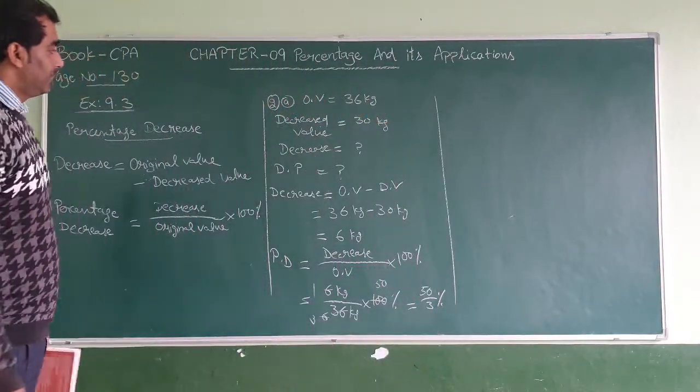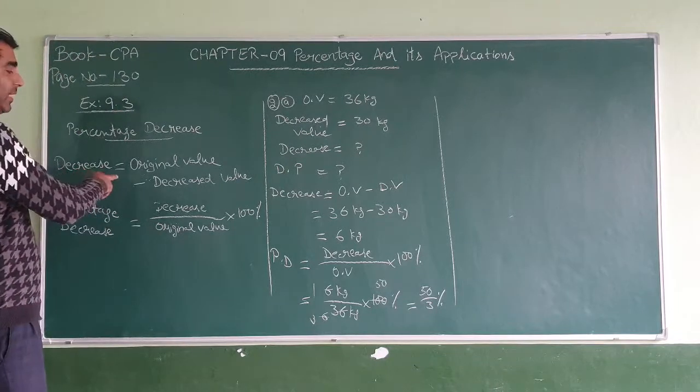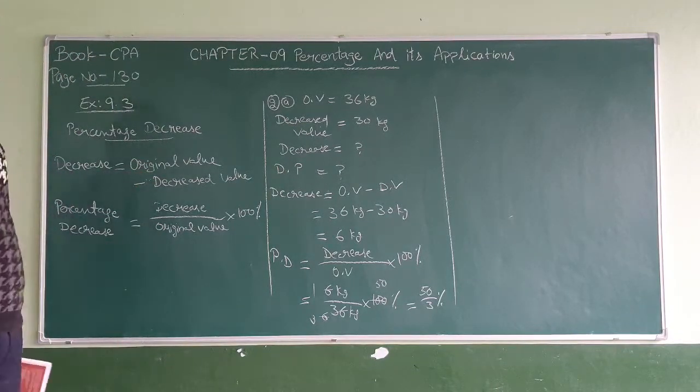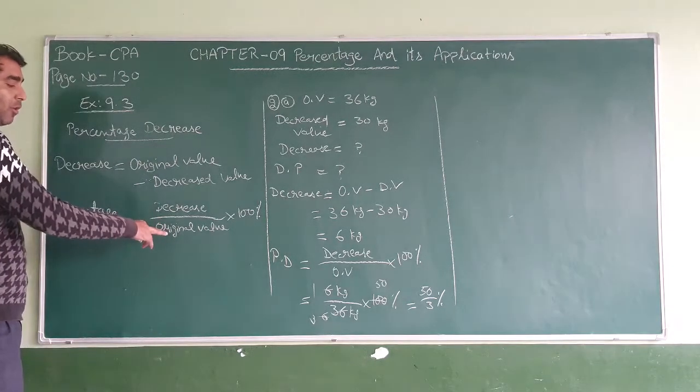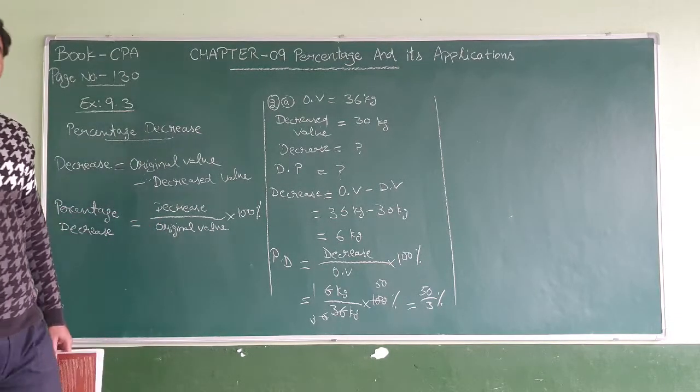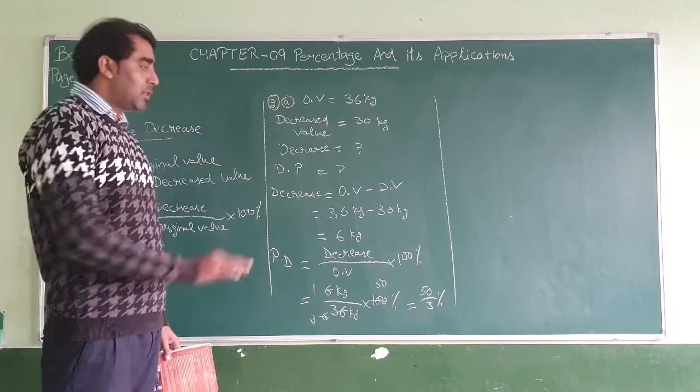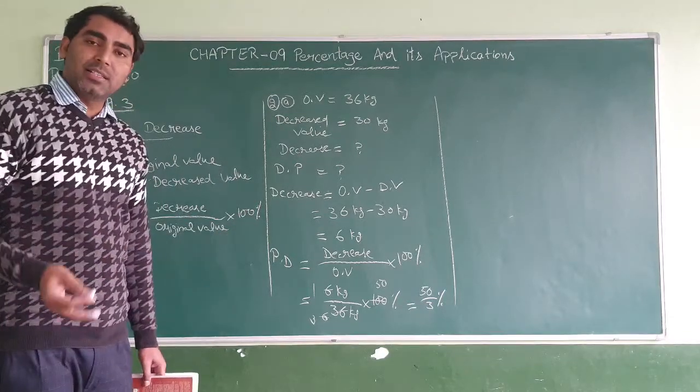Students, this is the formula of decrease: original value minus decreased value. Percentage decrease is decrease upon original value multiplied by 100%. Just put the values, then you will get the answer.